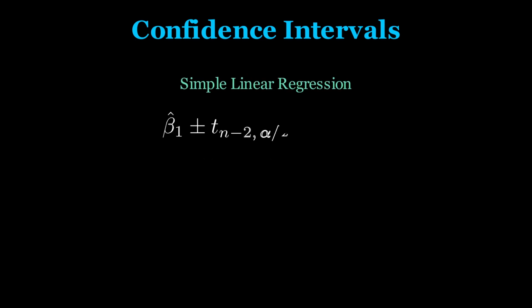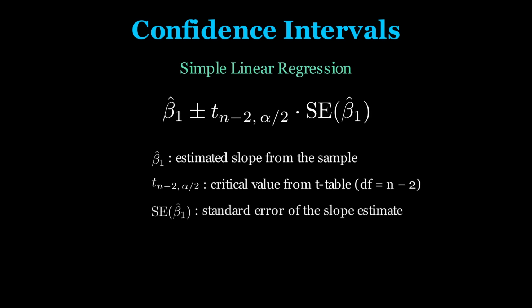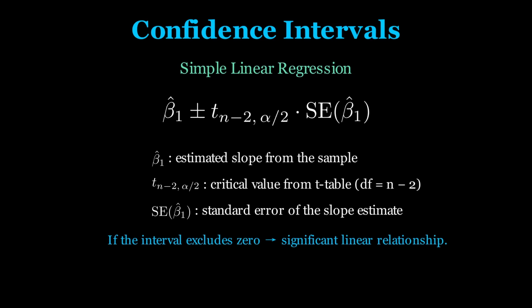In terms of formulas, for simple linear regression, a 1 minus alpha % confidence interval for the slope beta 1 is beta hat 1 plus or minus the critical value t times the standard error of beta hat 1. Beta hat 1 is the estimated slope, t is the critical value from the t-distribution table, and the standard error measures the precision of our slope estimate. If the interval does not contain 0, it suggests a significant linear relationship between x and y.